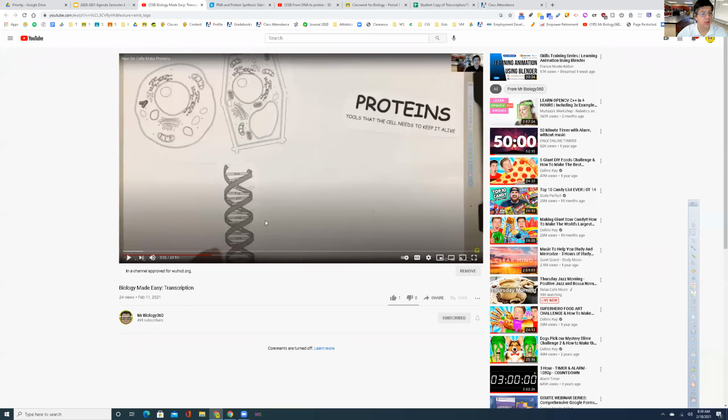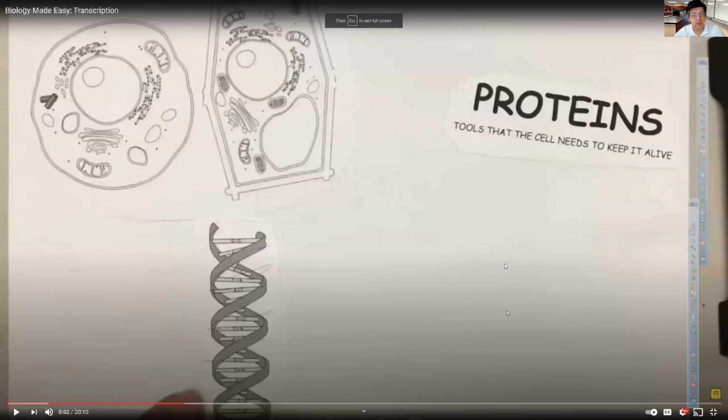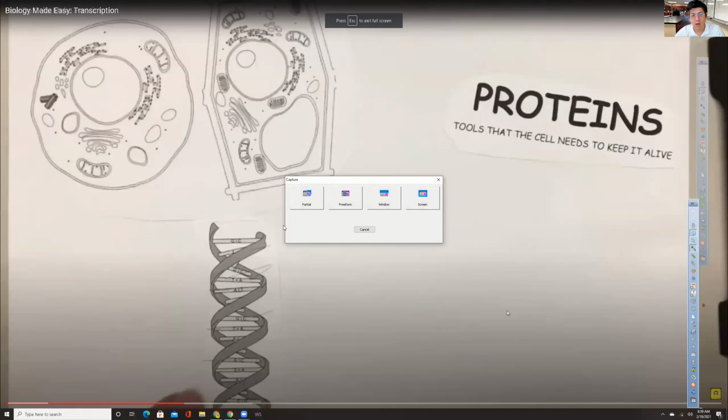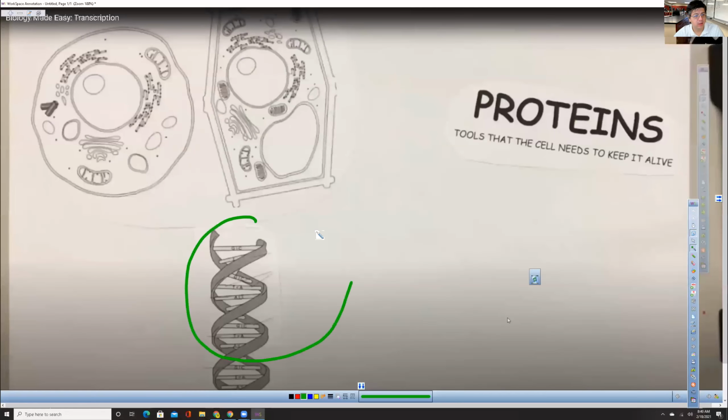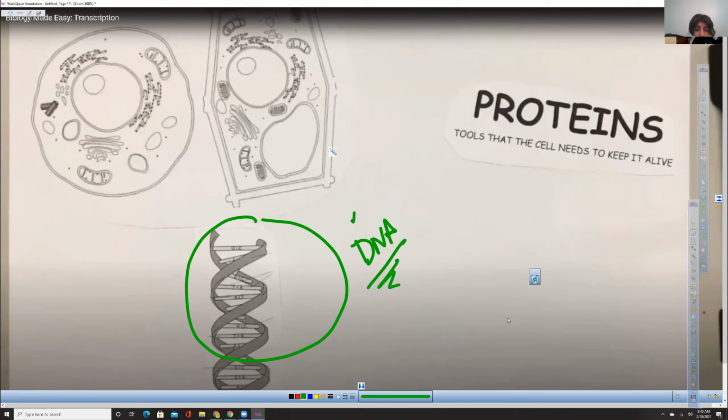All right, guys. So let's go ahead and review transcription. Hopefully by now, you guys understand a couple things. Okay, Micah, what's this? What's this, Micah, right here? DNA. Good. And where is it located? In the nucleus. Very good.